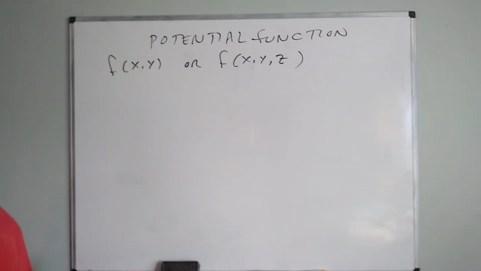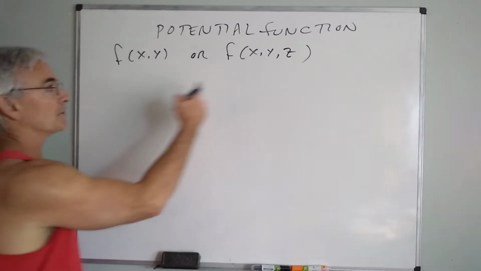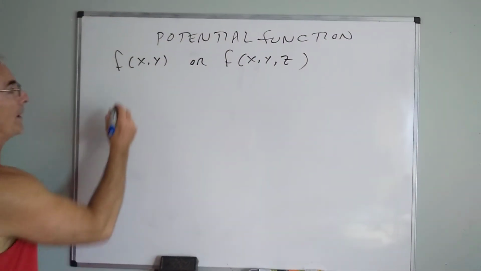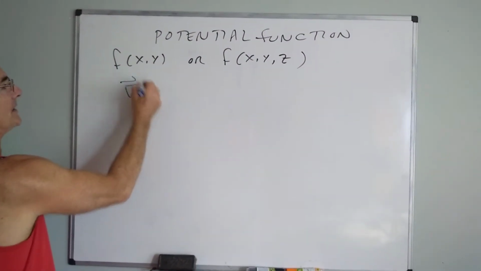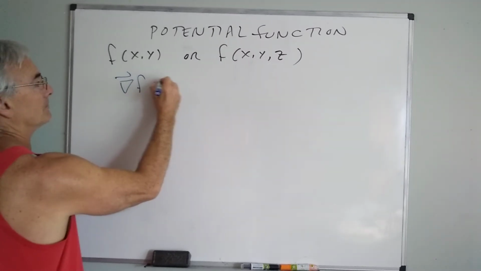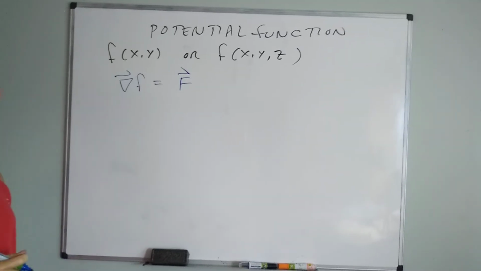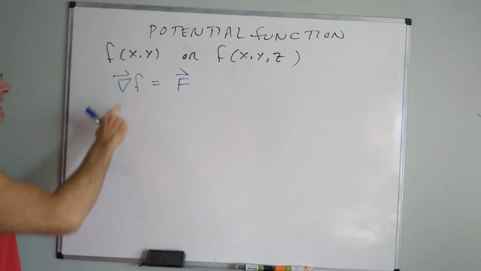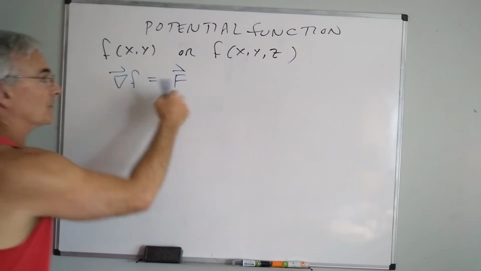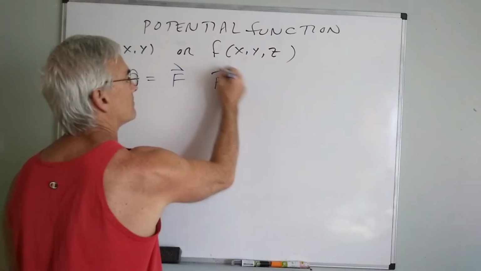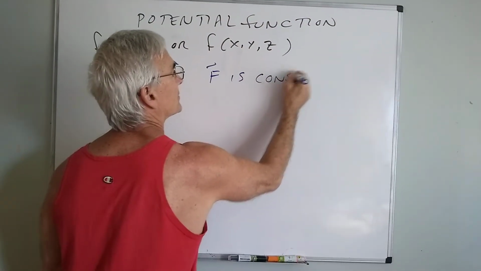Now, a potential function is any function of either 2 variables or 3 variables where, if I take the gradient of the potential function, I will actually get my force vector. And if that's the case, if the gradient produces the force vector, then we say that F is conservative.